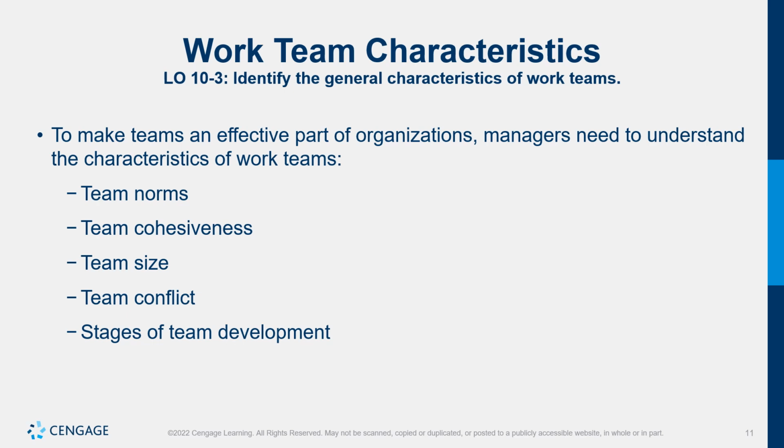Understanding the characteristics of work teams is essential for making teams an effective part of an organization. Characteristics include team norms, team cohesiveness, team size, team conflict, and stages of team development.